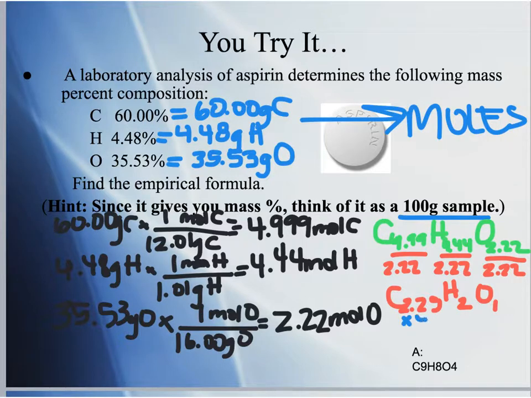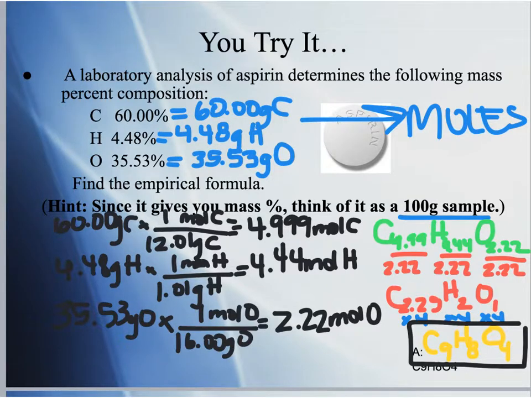So we're going to do 2.25 by 4, 2 times 4, and 1 times 4. And so when we do that, we're going to end up with our final answer because they'll all be in whole numbers. So 2.25 times 4 is C9. 2 times 4 is 8, so that's H8. And then 4 times 1 is 4. So there we go. C9H8O4. That is our empirical formula for aspirin.